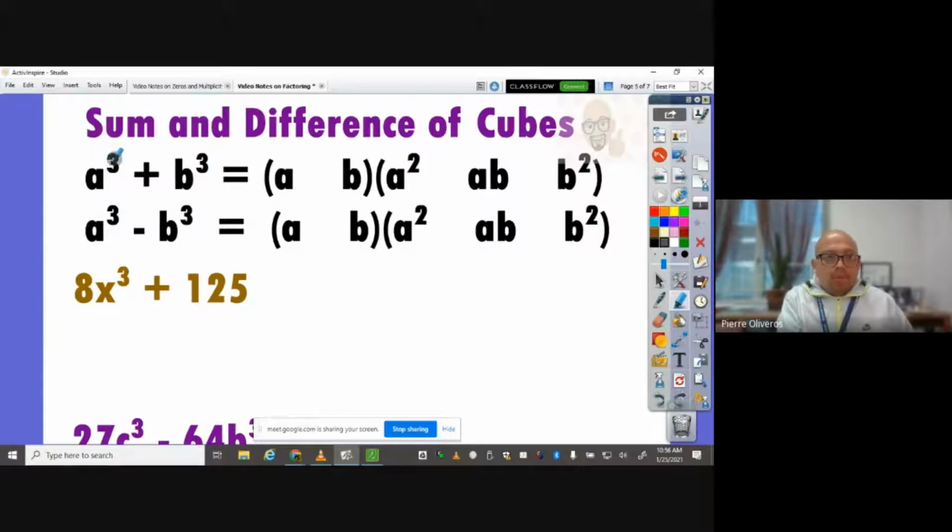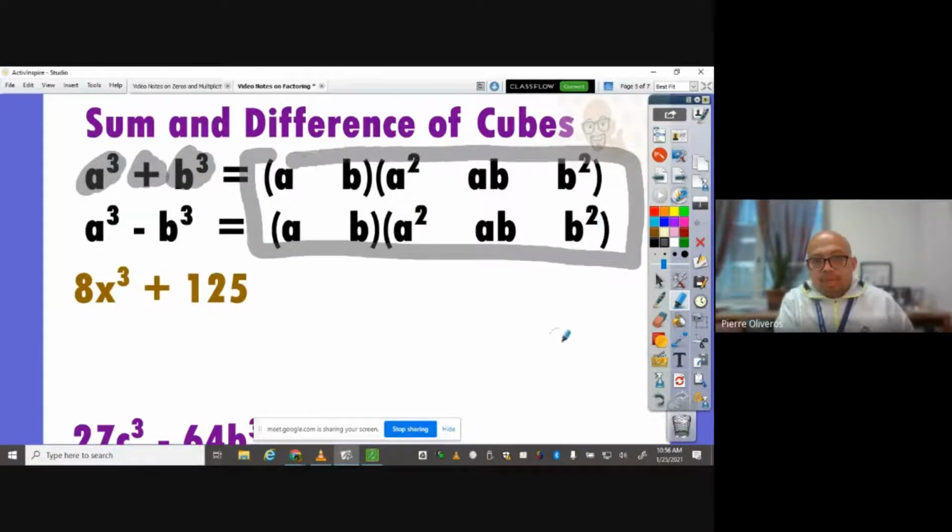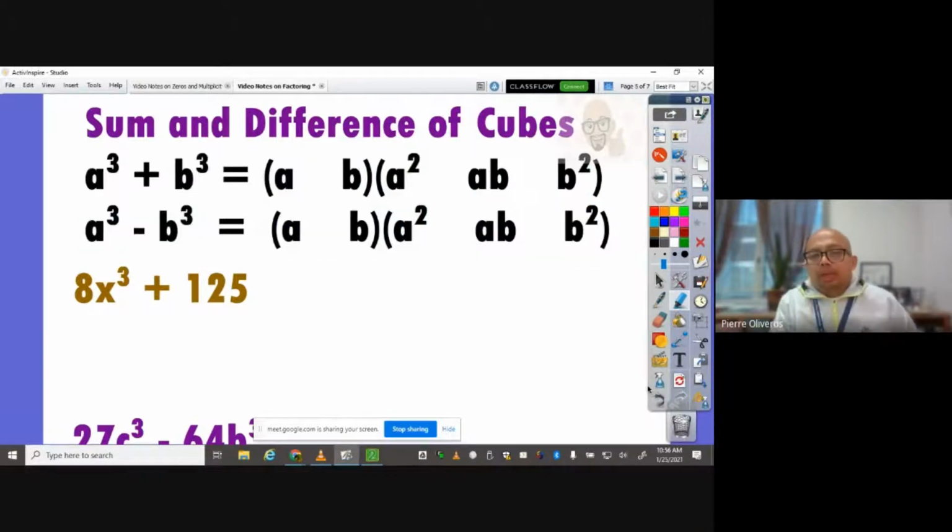When you're given a cube plus b cube, if you will notice, these are perfectly the same. Okay? That's perfectly the same. All right? But look at the a cube minus b cube. They're very much the same. A squared, AB. That means you multiply A and B squared. Very simple, right? But where do they differ?